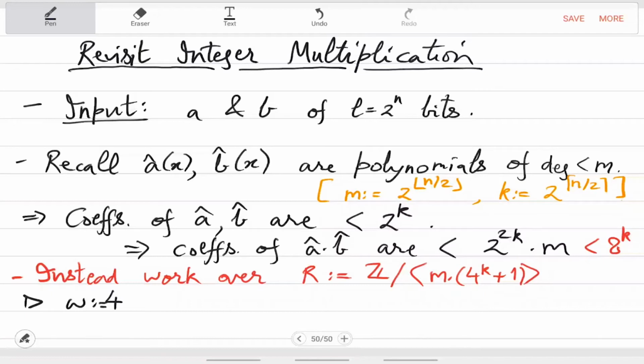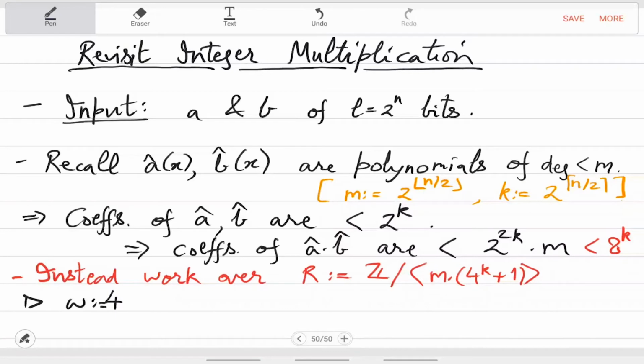Now notice that m is just 2 raised to n by 2. So actually these are only n by 2 bits. So that is a very, very small computation. The original computation was for 2 raised to n bits. Mod m computation is only for n bits. So this is an exponentially lower scale arithmetic. So this part you can assume to be nearly free of cost. The expensive part is mod 4 raised to k plus 1.